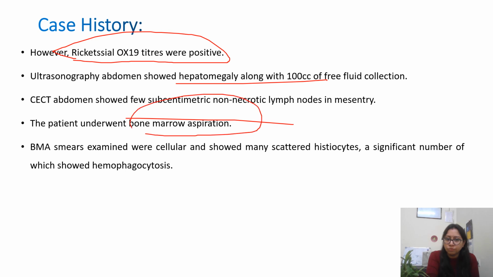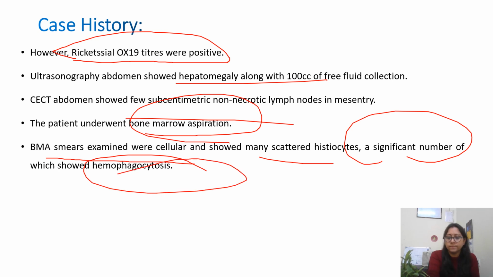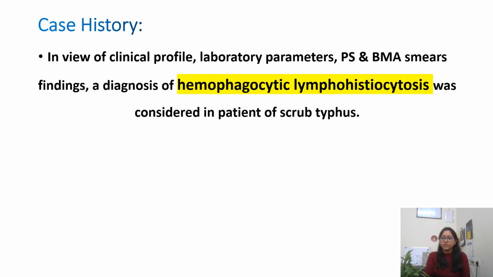CECT showed a few subcentimetric non-necrotic lymph nodes in the mesentery. Patient was subjected to bone marrow aspiration, and when it was done, it was found to be cellular, showing many scattered histiocytes and a significant number of hemophagocytosis. So in view of the detailed clinical profile, lab parameters, peripheral smear finding and bone marrow aspiration finding, a diagnosis of hemophagocytic lymphohistiocytosis was considered, in this patient of scrub typhus, because seropositivity was also seen for scrub typhus.